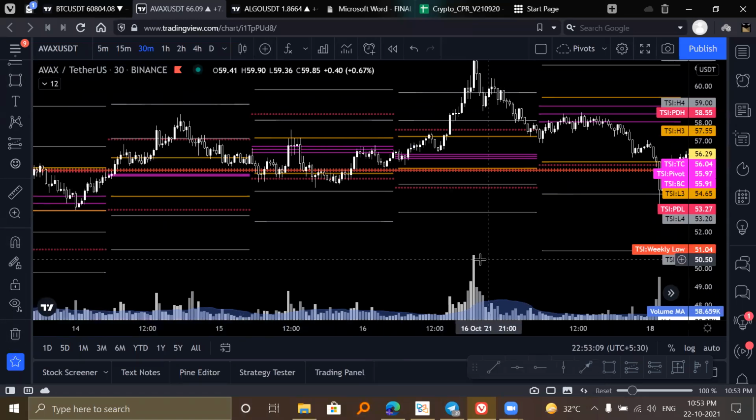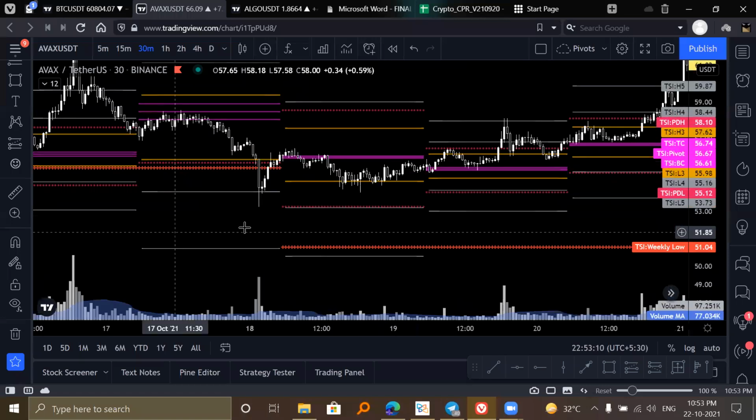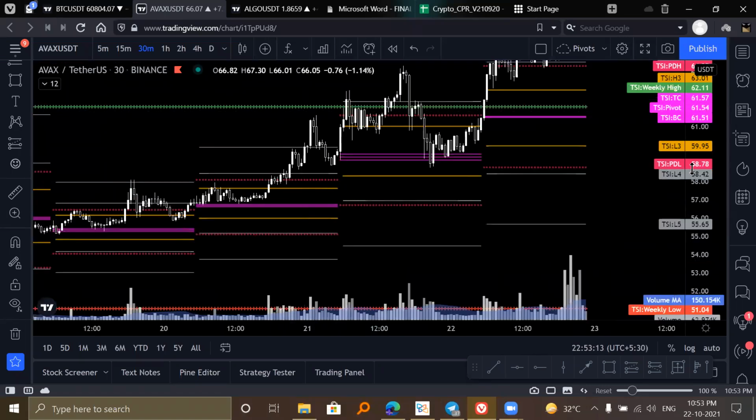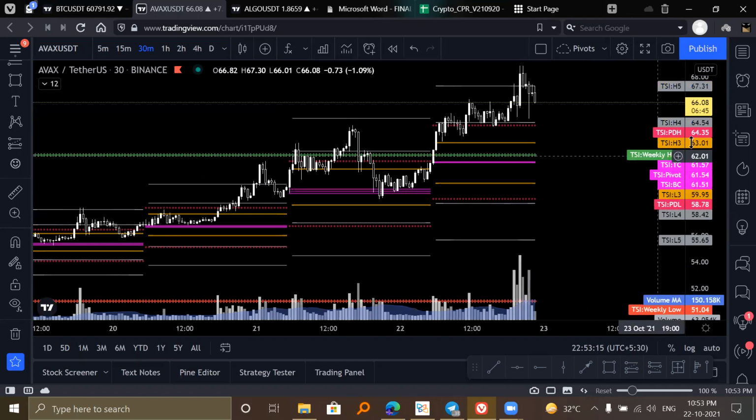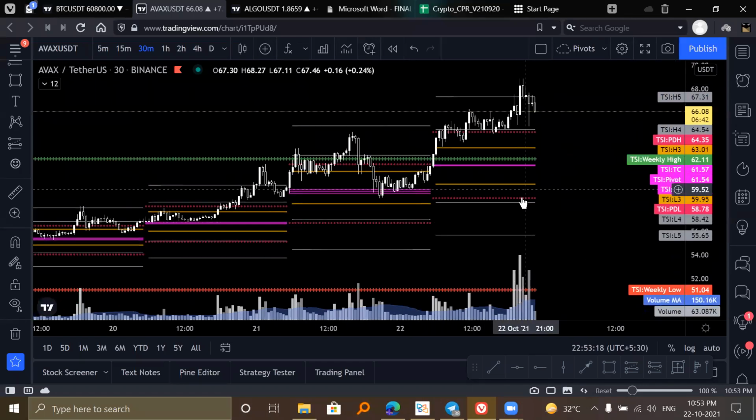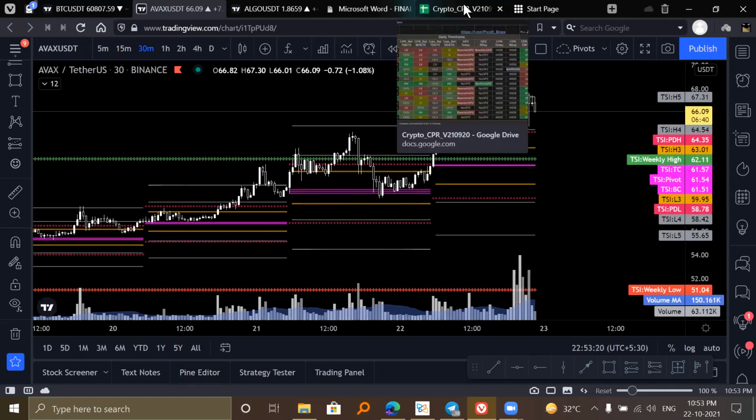Okay, so I think I've almost covered the basics actually. I've given a general summary of pivots.